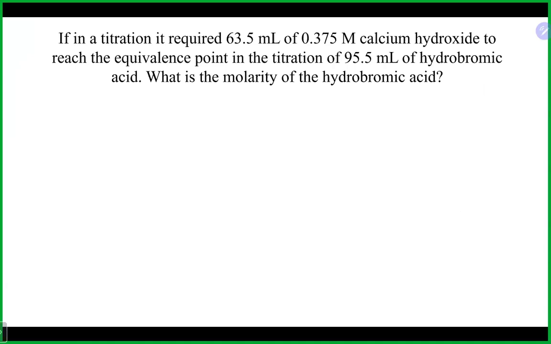If we did a titration and it required 63.5 milliliters of 0.375 molar calcium hydroxide to reach the equivalence point in a titration of 95.5 milliliters of hydrobromic acid, what is the molarity of the hydrobromic acid in this case? So in this case, we are looking for molarity.